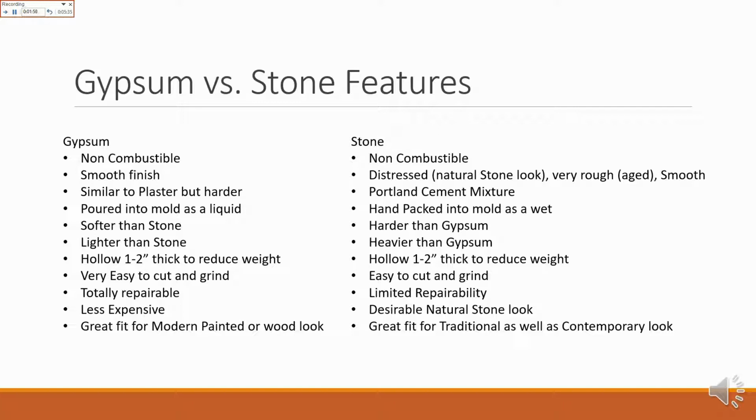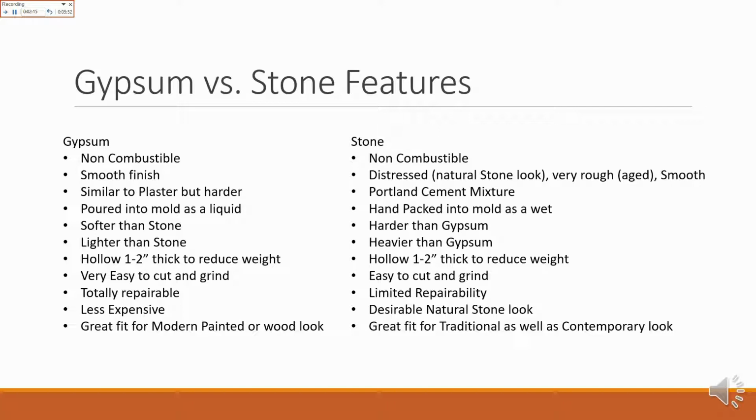They're very easy to cut and grind. Of course, the gypsum being a little softer is easier to work with, but still, they're both easy to cut. They use a simple angle grinder or any rotating circular saw with a masonry blade in it.